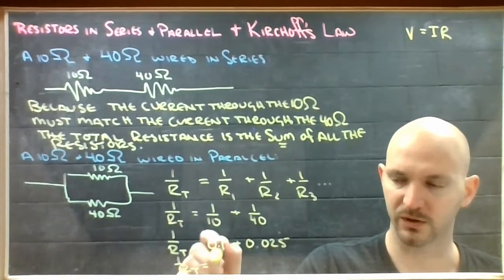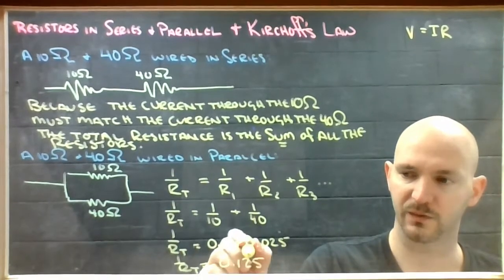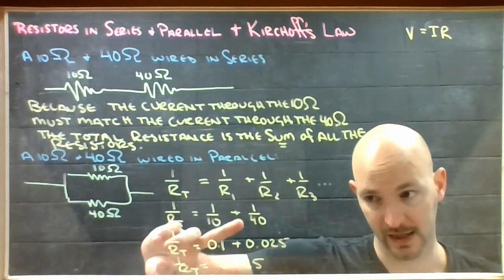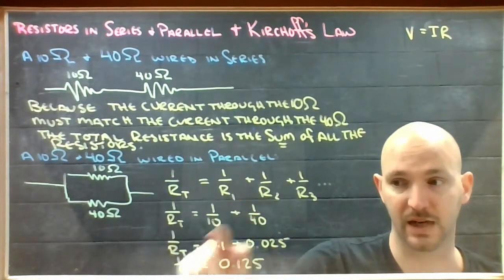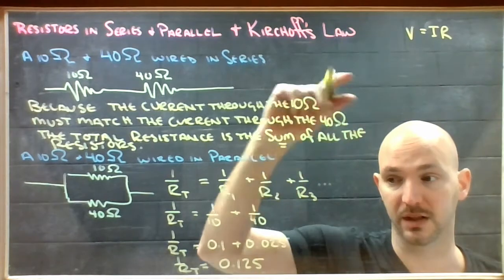So 1 over total resistance would be 0.125. Now you notice that that's 1 over RT. I have to flip this, or I have to do some algebra to move it around. So I'm going to just do that up here.